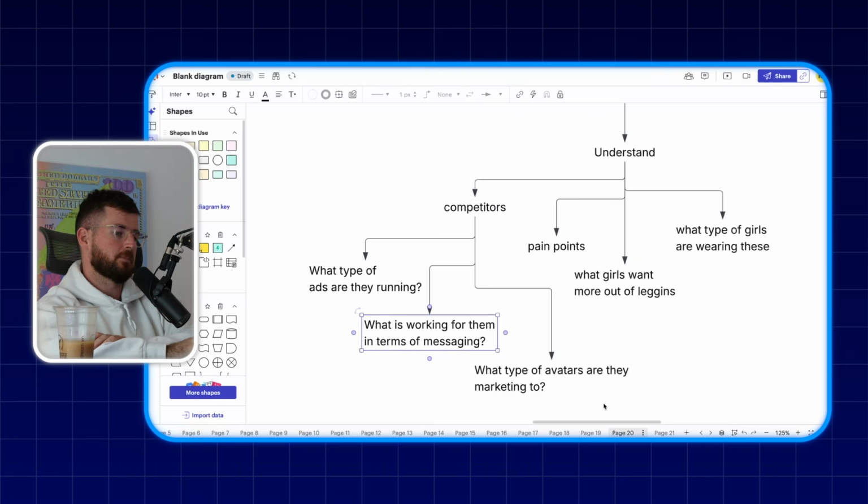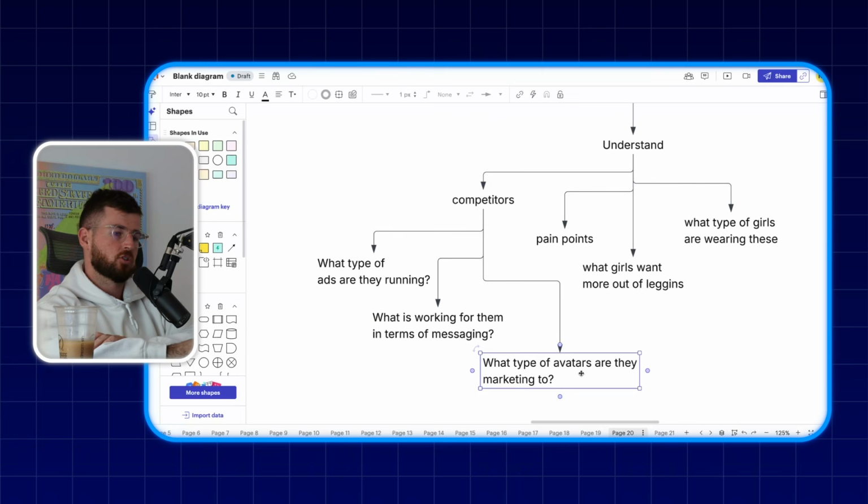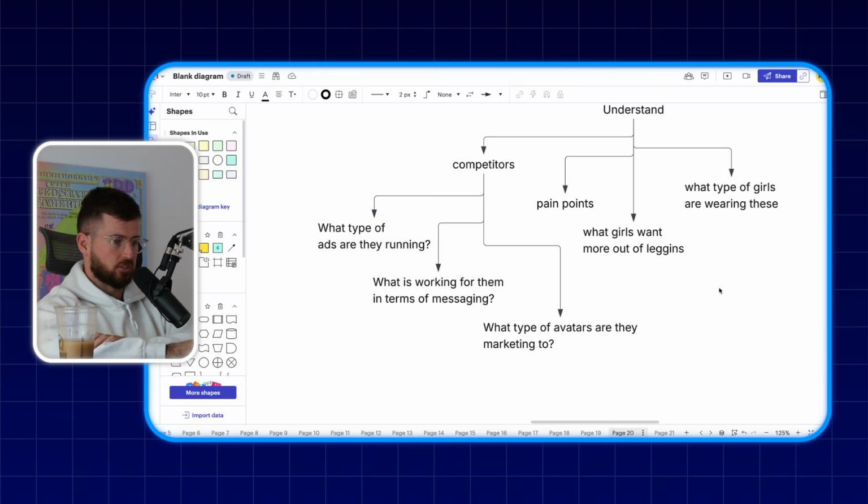And then the next thing is, what type of avatars are they marketing to? So avatars are the same thing we're talking about right here. I just named it a different thing, but they're exactly the same thing. So are they marketing to girls who run? Are they marketing to girls who weightlift and stuff like that? All of those key things are there to understand.